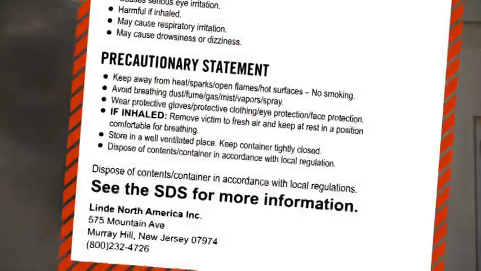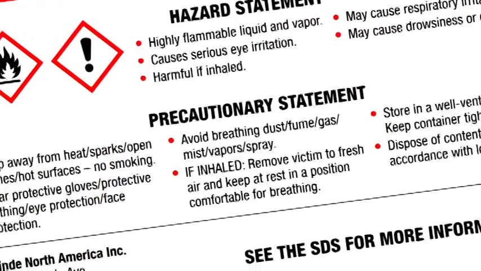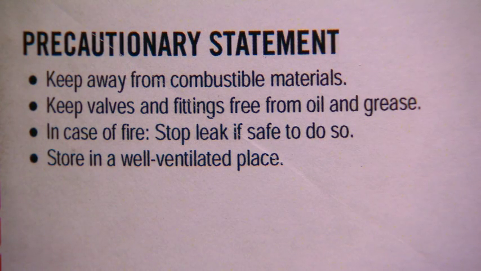Think of it as the precautions you need to implement to protect yourself and those who are working around you. The precautionary statement tells you how to prevent exposure to a chemical and how to store and handle a chemical safely. Here's the precautionary statement for oxygen. Keep away from combustible materials. Keep valves and fittings free from oil and grease. In case of fire, stop leak if safe to do so. Store in a well-ventilated place.